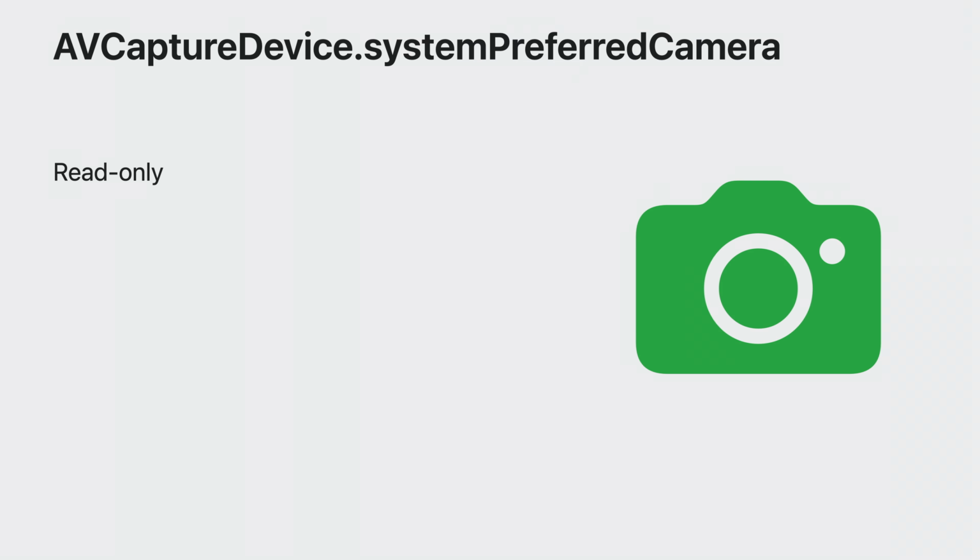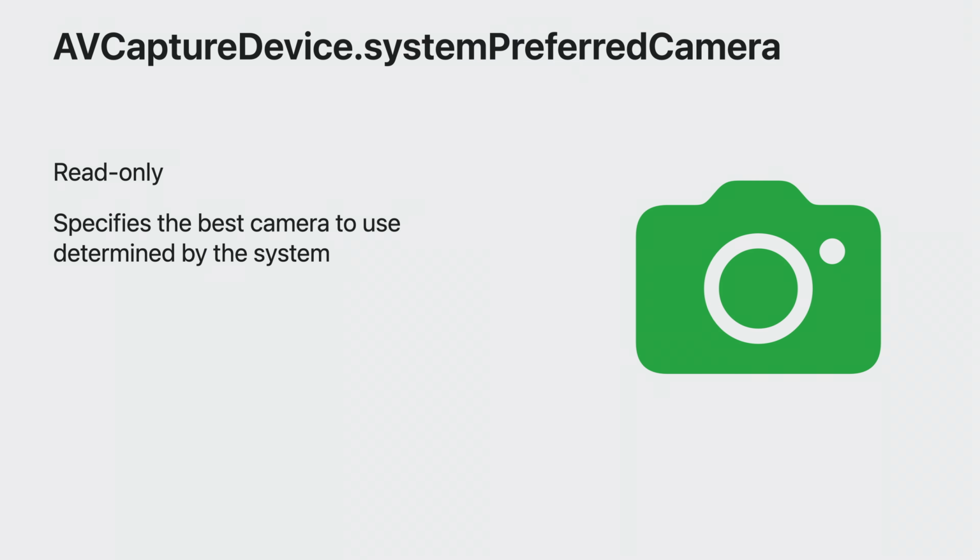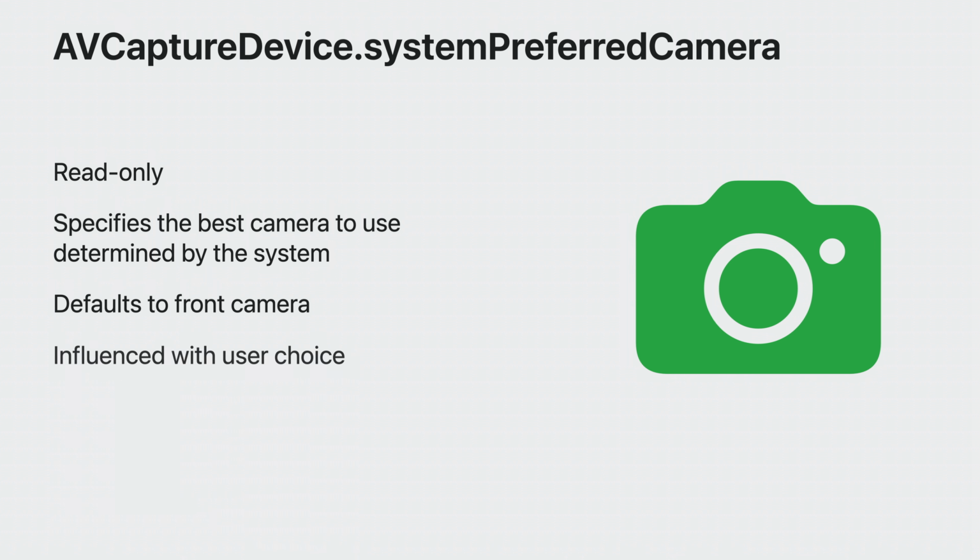System Preferred Camera is a read-only property, which specifies the best camera to use as determined by the system. By default, the system recommends using the front camera, but if you would like to use a back camera instead, your app can inform the system of its desired behavior. As different cameras are chosen by the user, the recommendation changes. But you might be wondering how the system knows which camera is best. I'll dive into that in a bit.